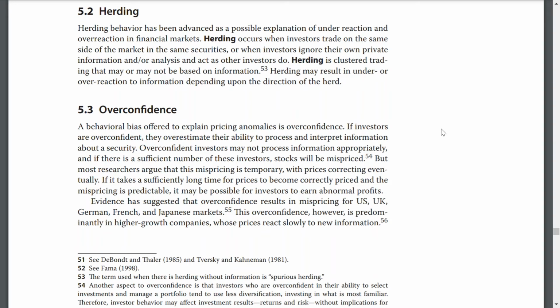Overconfidence is a behavioral bias offered to explain pricing anomalies. If investors are overconfident, they overestimate their abilities to process and interpret information about a security. Overconfident investors may not process information appropriately, and if there is a significant number of such investors, stocks will be mispriced. But most researchers argue that the mispricing is temporary, with prices correcting eventually. If it takes a sufficiently long time for prices to become correctly priced, and the mispricing is predictable, it may be possible for investors to earn abnormal profits.